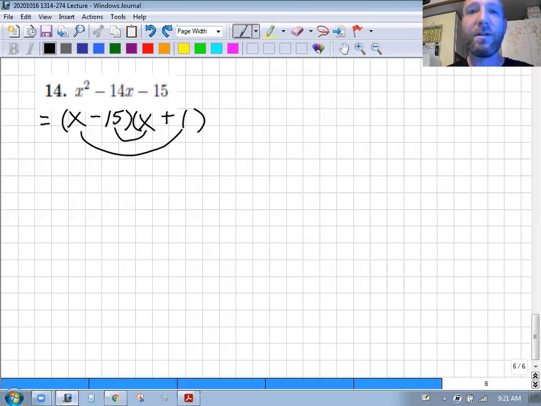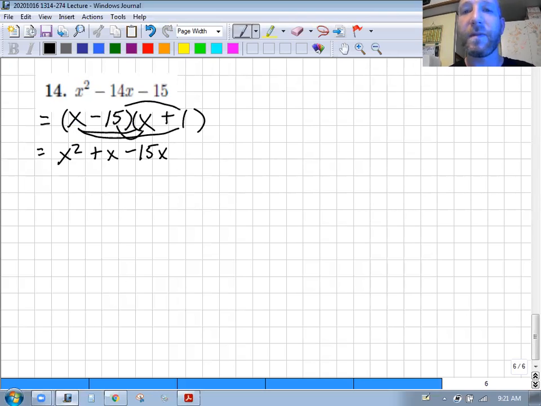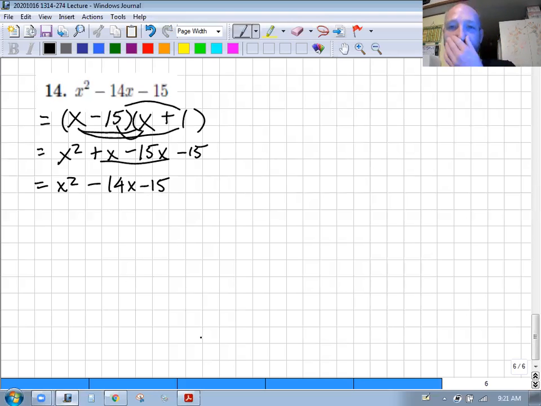All right, you can always check your work. X times an x is an x squared. Got a plus an x, minus 15x, minus 15. These 2 give us this negative 14x that we were looking for in the middle. Okay.